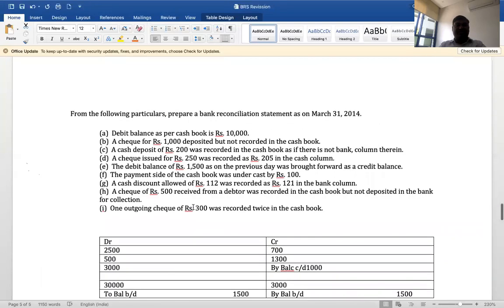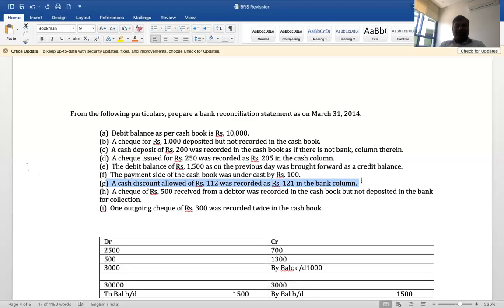Okay, next. A cash discount allowed, 112, was recorded as 121 in the bank column. Actually, this cash discount is not supposed to be recorded in the bank column. There is a discount column, and you should record it in the discount column. But a new accountant recorded it in the bank column. What should you do about that?